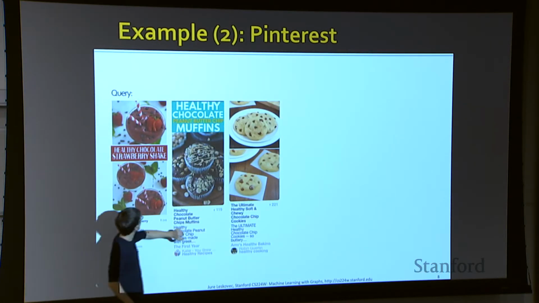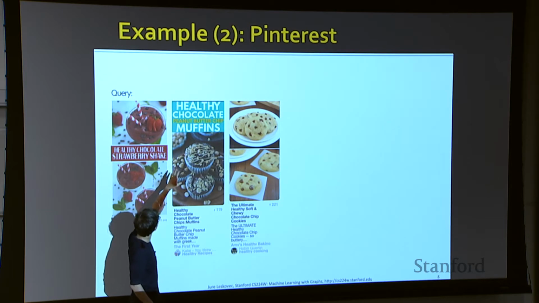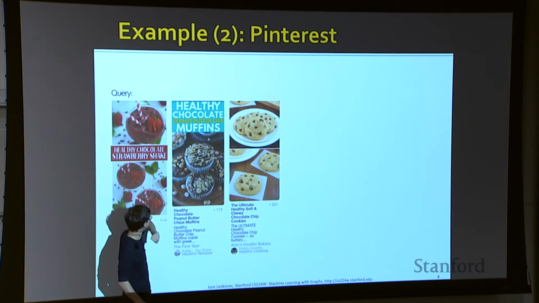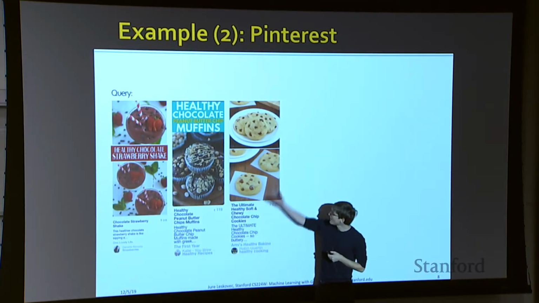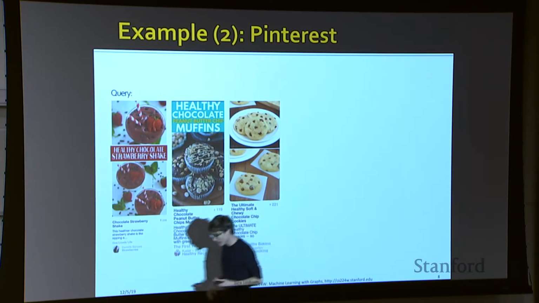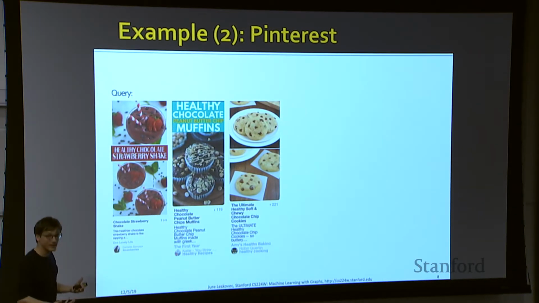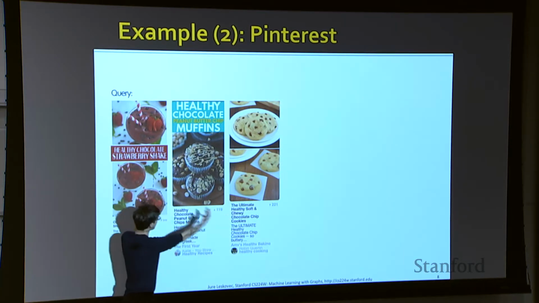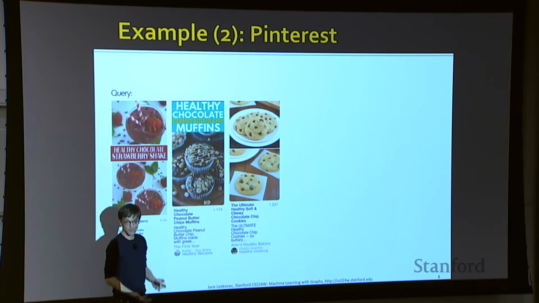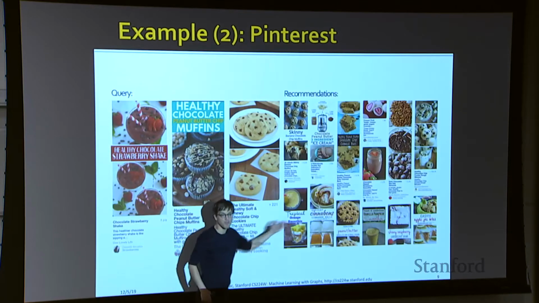So something about healthy chocolate peanut butter chip muffins. I did not know healthy chocolate exists, but definitely something very healthy and something very delicious, cookies, right? So if the user has interacted now with these three items, my system should be able to formulate a query and based on these three items, retrieve new recommendations that now will be very different.